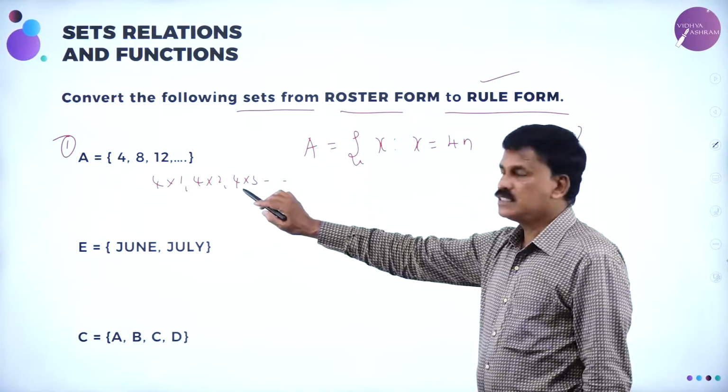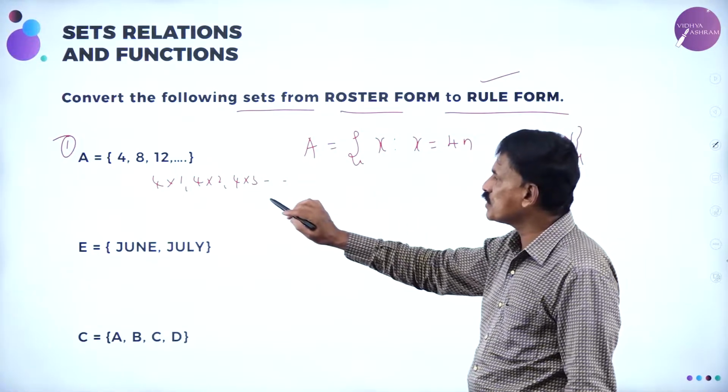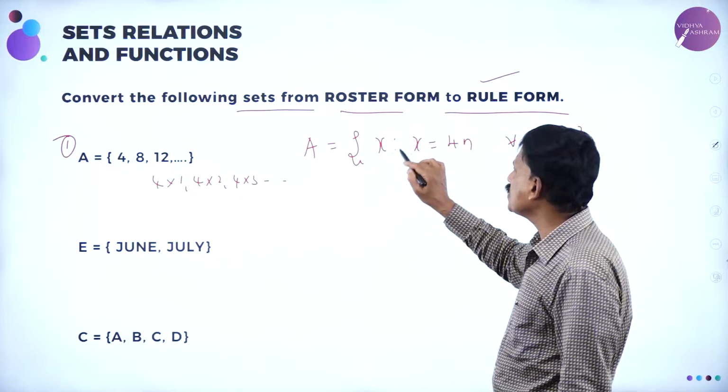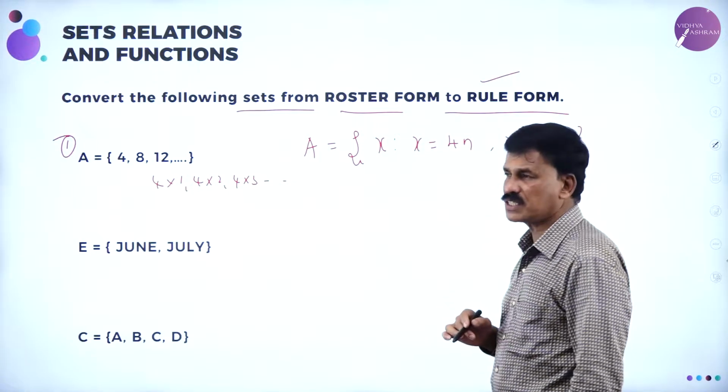See here what is given? 4, 8, 12 are the elements of the set. They are in the form of multiples of 4. So the multiples of 4 statement can be written as A is equal to x such that x is equal to 4n for all n belongs to the natural numbers.